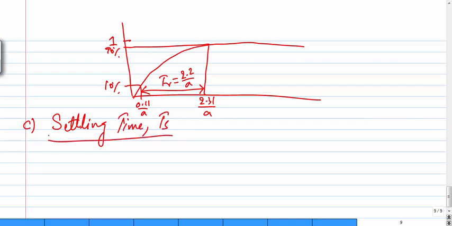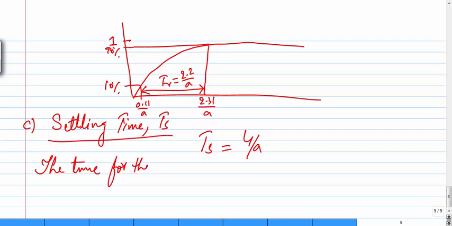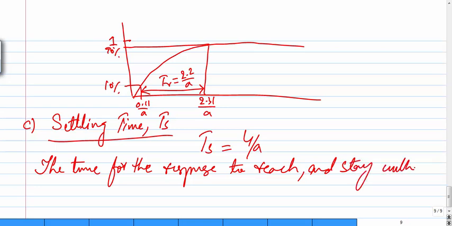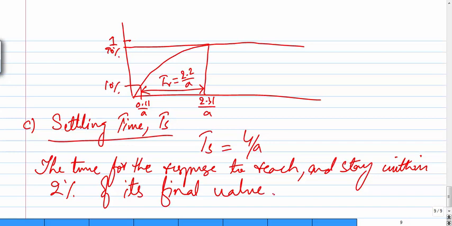and we call it Ts. Now settling time is equal to 4 divided by a, and is defined as the time for the response to reach and stay within 2% of its final value. So this time is known as settling time. So there are three properties in first order: one is known as time constant, second is rise time, and third is settling time.